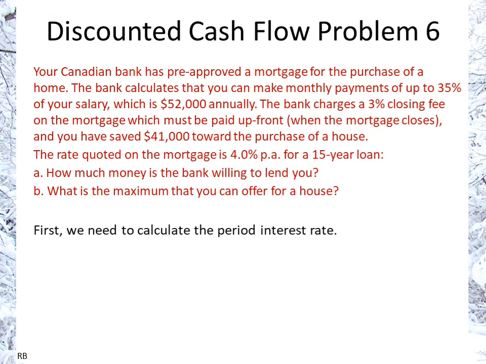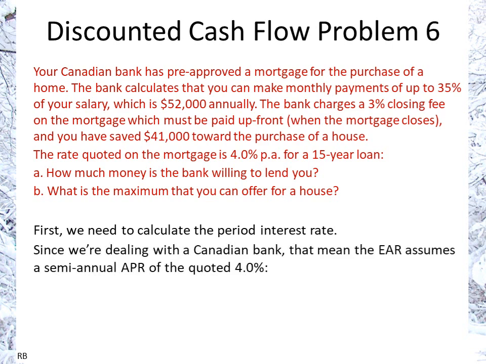First, we need to calculate the period interest rate. Coming back to the fact that we're dealing with a Canadian bank, that means the effective annual rate assumes semi-annual compounding of the quoted annual percentage rate, the quoted 4%. So the effective annual rate is 1 plus the APR of 4% divided by 2, because it's semi-annual, so 1.02 squared minus 1. So the effective annual rate is 4.04%.